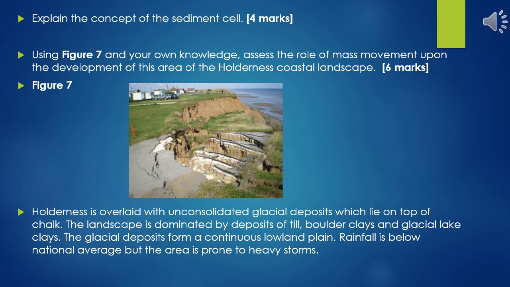And then the next one, using figure 7 and your own knowledge, assess the role of mass movement upon the development of this area of the Holderness coastal landscape. Now, just to make it clear, when it says the development of this area, it does not mean human development. It means the development of this area in terms of its physical landscape. So that is an important one to take into account as well. Okay, so we're not talking the human development, we're talking the physical development.